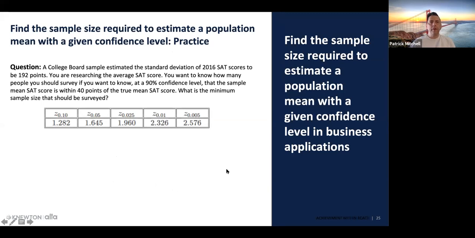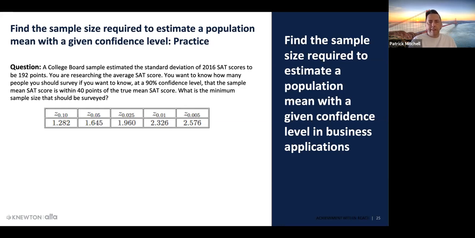Here's another example. A College Board sample estimated the standard deviation of 2016 SAT scores to be 192 points. You are researching the average SAT score. You want to know how many people you should survey if you want to know at a 90% confidence level that the sample mean SAT score is within 40 points of the true mean SAT score. What is the minimum sample size that should be surveyed?